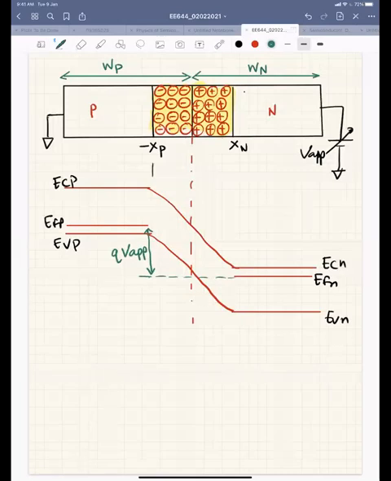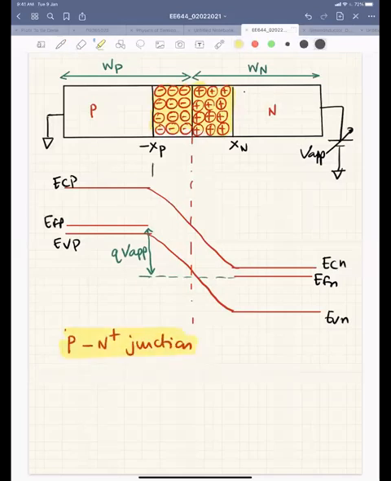So your energy is minus Q times VR, so the formula will be pulled down by Q times VR, right? So there is a difference. Okay, so here you see, let's assume that this is a P and N plus junction, right? So let's assume that we have a P and N plus junction.